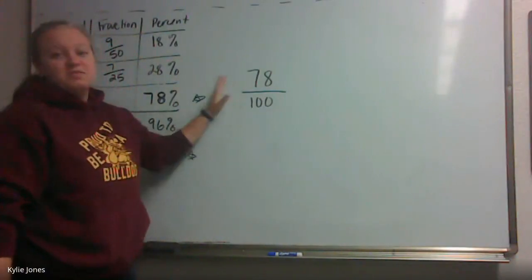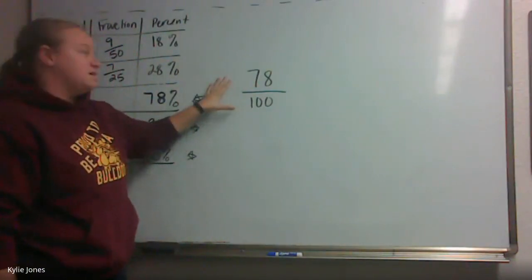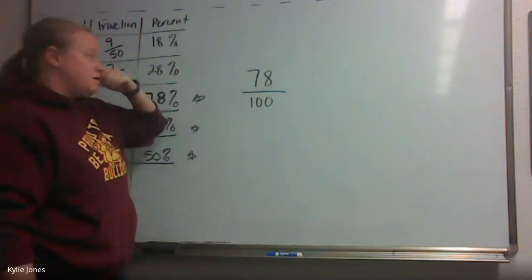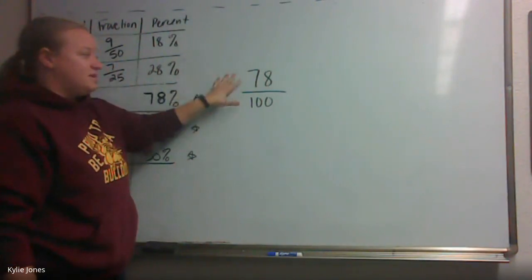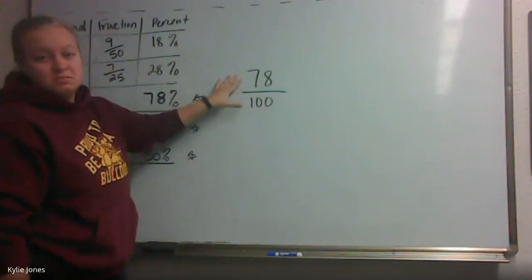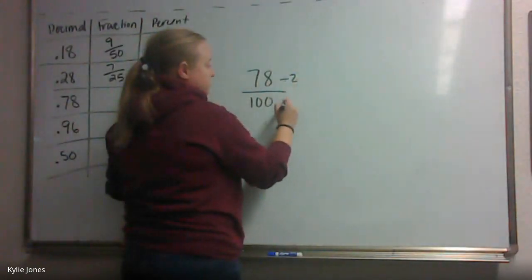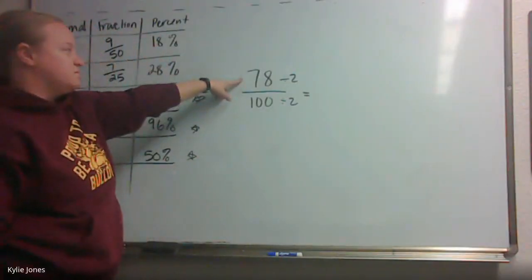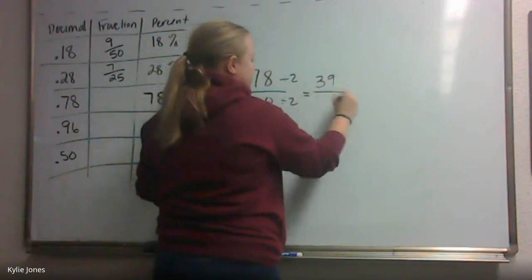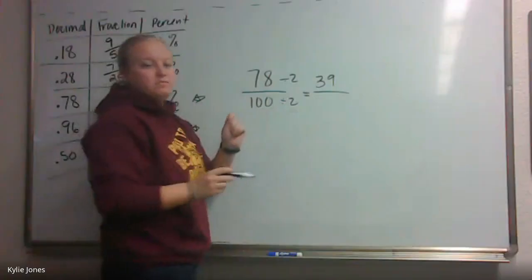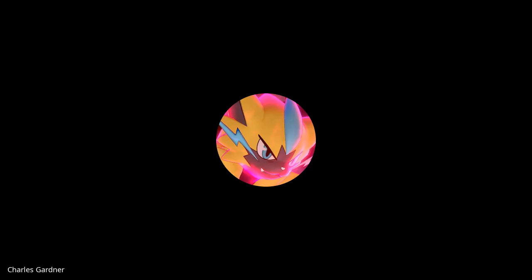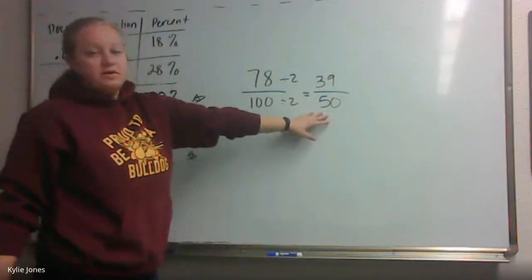And now we need to simplify. This might have taken you guys a couple minutes because you can go kind of far on this. What number goes into both 78 and 100? 2 will go into both, so let's start with 2. What is 78 divided by 2? 39. Good. And 100 divided by 2? 50. Could you guys simplify this any further?